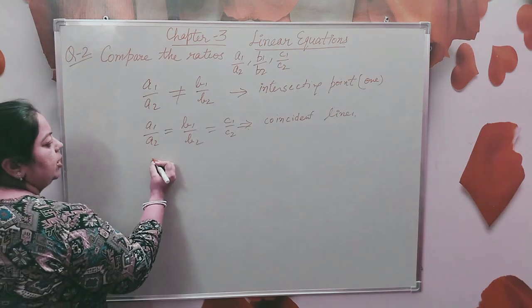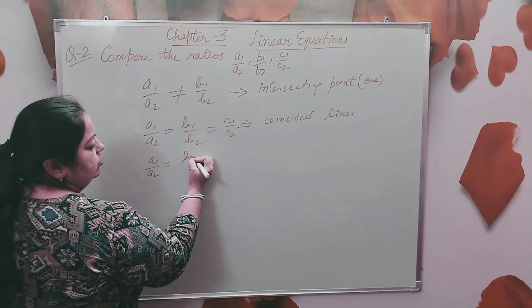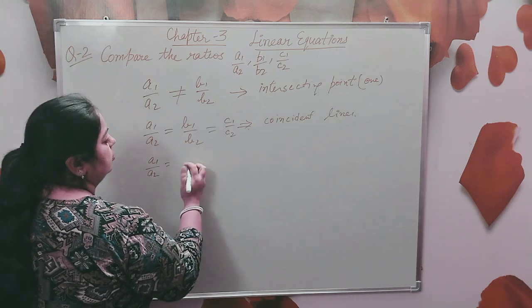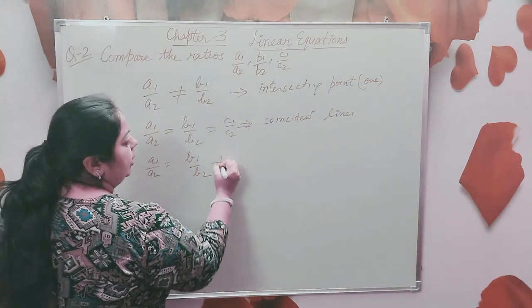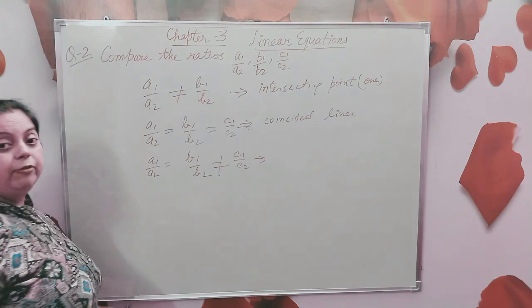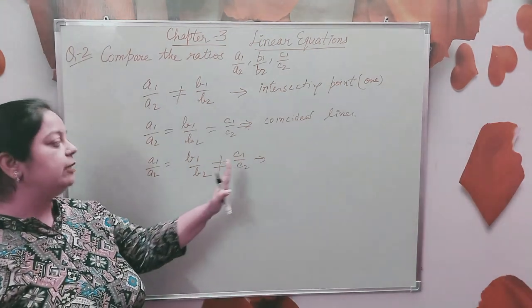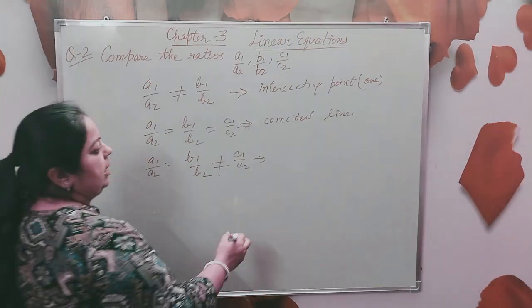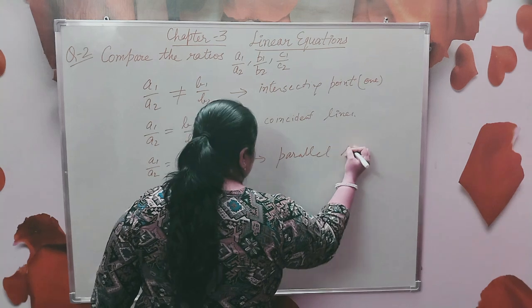And the third one is if a1 upon a2 is equal to b1 upon b2 and not equal to c1 upon c2, means a1 upon a2 is equal to b1 upon b2 but not equal to c1 upon c2. This means we are having parallel lines.